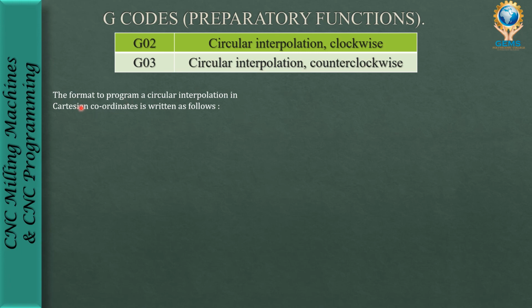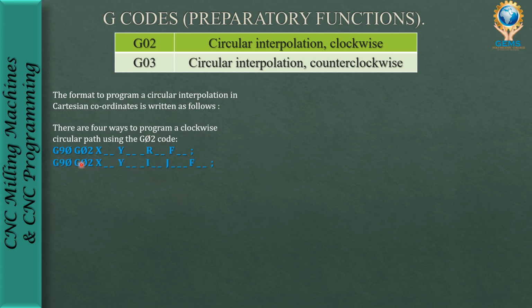Let's see one format of circular interpolation in Cartesian coordinates, or in the circular path. This is the format: for example, G90, G02, X, Y, R, and F. Here, this represents the normal Cartesian coordinate, and you can simply give the radius value directly. Or we can go with the I and J values. This is another method: you can give the X, Y value, and instead of the radius, we can give the I and J value, the starting point value.